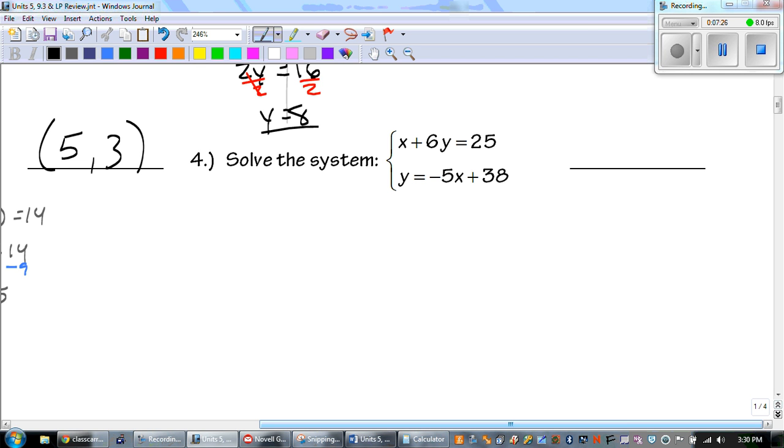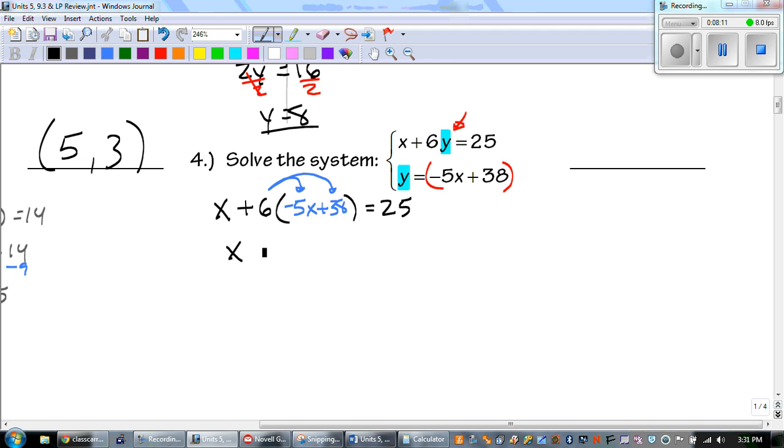Okay, number 4. So number 3, we did elimination. Look at 4. What do we have to do for 4? Yeah, my y is by itself, which means I'm going to plug that in to where the other y is at. Okay, so this is substitution. So we have x plus 6 equals 25. So in the parentheses, that's where we're going to add the negative 5x plus 38. Okay, and we need to distribute.